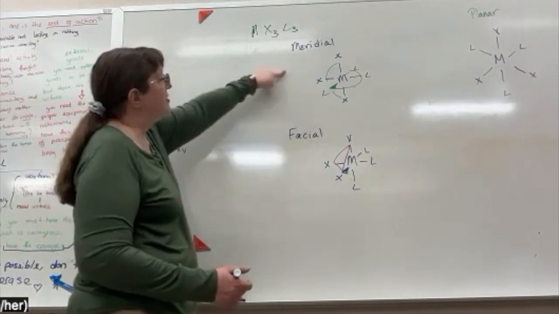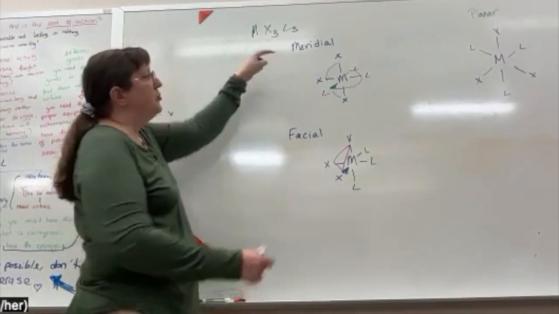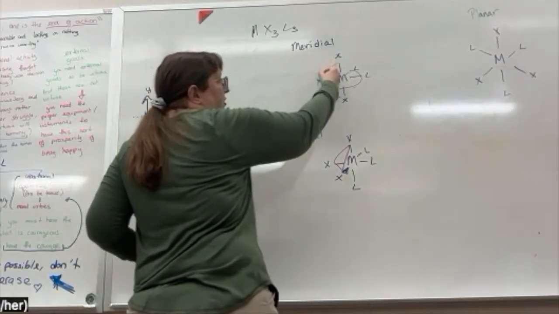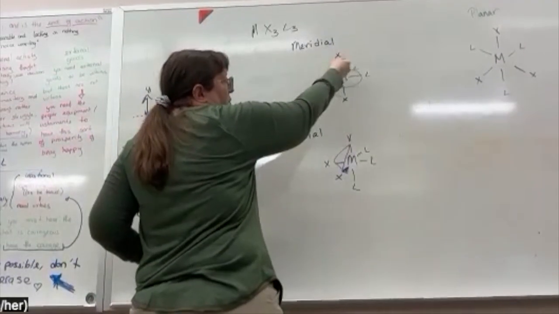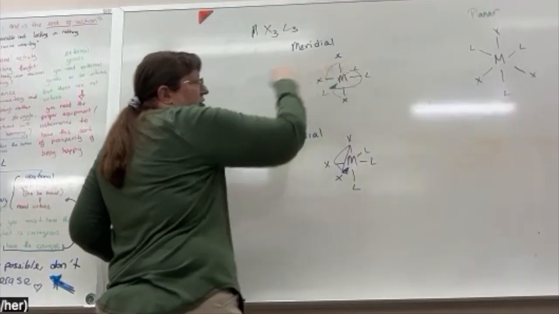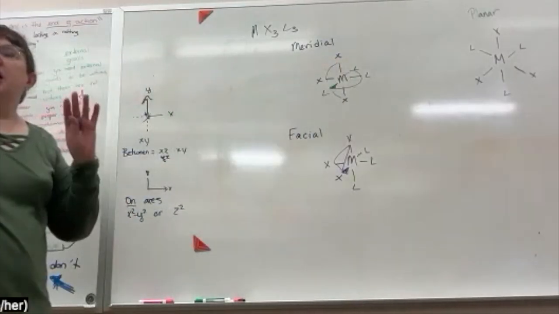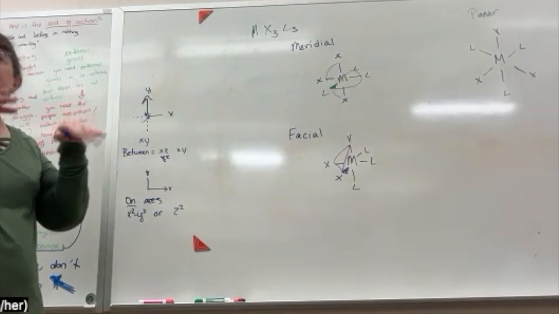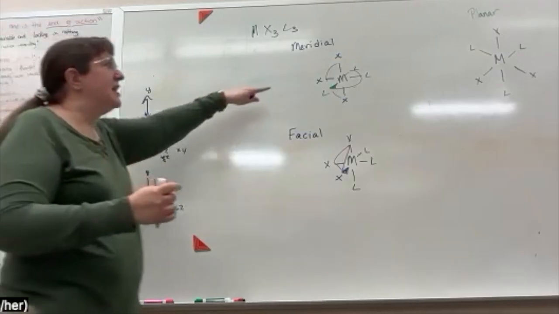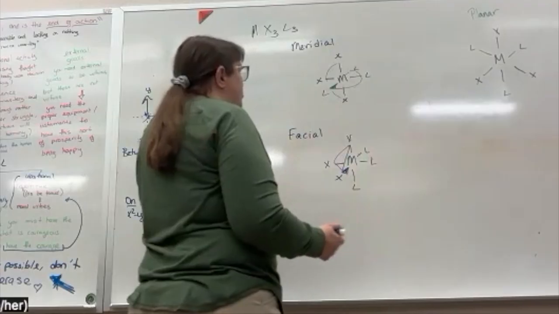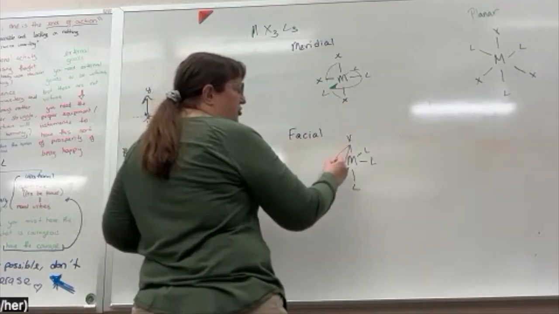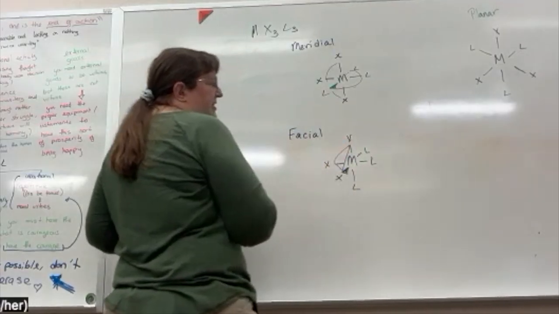So this guy, let's start with this one. Meridial is called meridial because the like ligands are all on an axis, like you're going around the prime meridian of the Earth. So just like in planar things where we have cis and trans, in this case with three, we need more because there's more than just cis or trans possible. Facial is forming the face here.